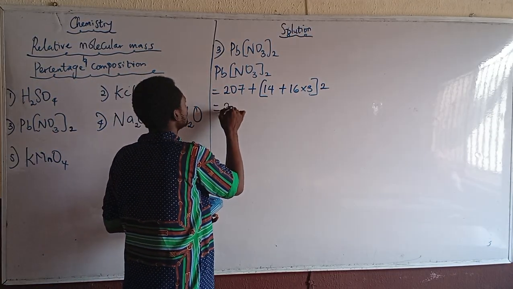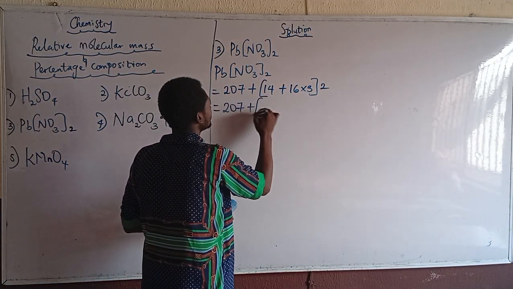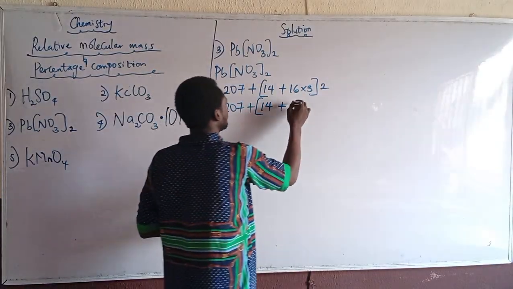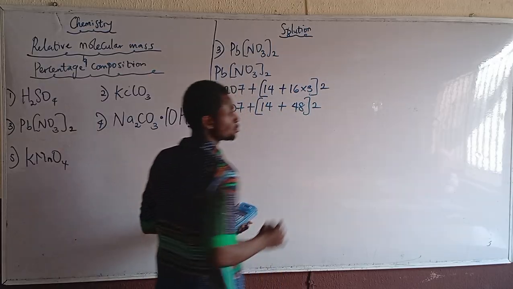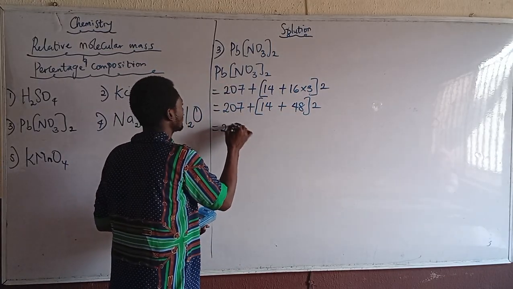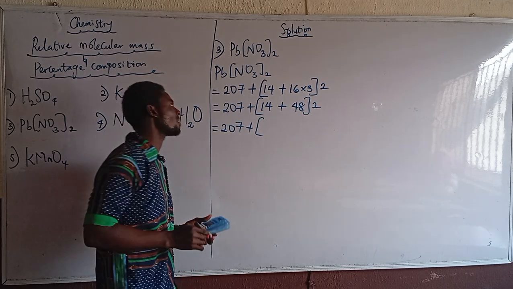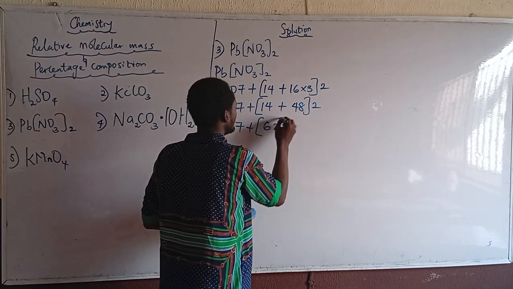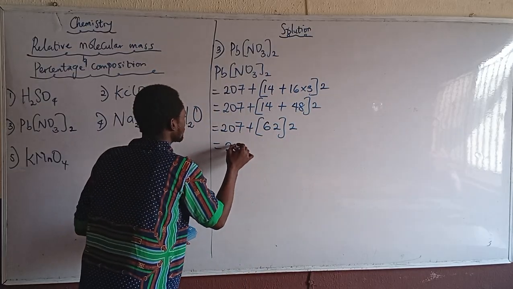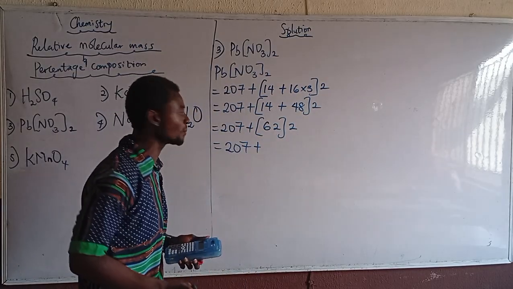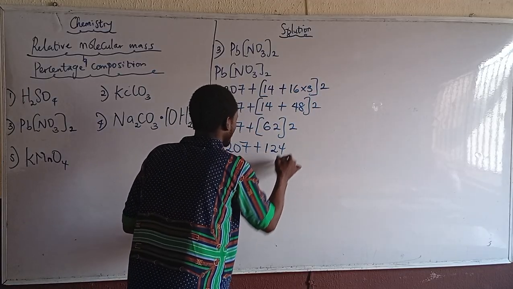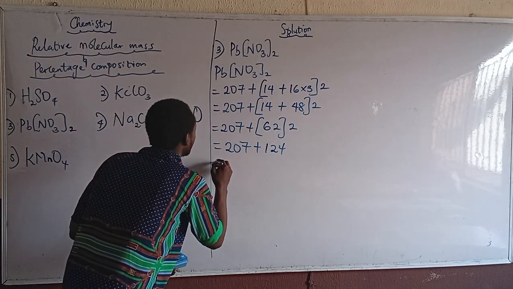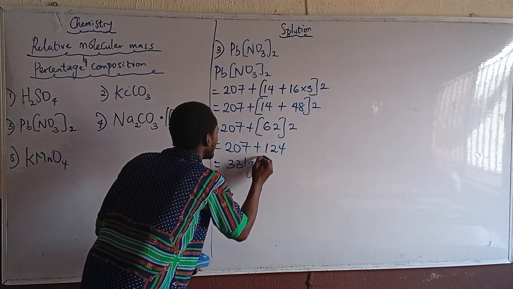So here becomes 207 plus, this is 14 plus 16 multiplied by 3 is 48, times 2, and this becomes 207 plus 14 plus 48, that should give us 62, multiplied by 2. Here becomes 207. 62 multiplied by 2, that is 124. So it becomes 207 plus 124, that becomes 331 grams per mole.